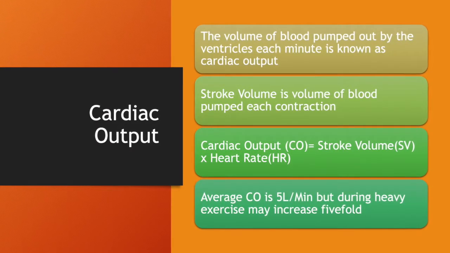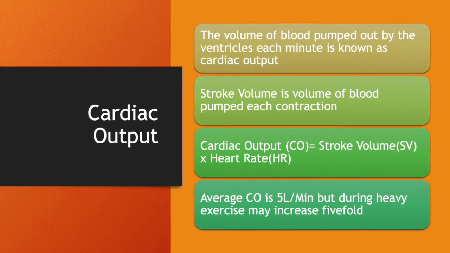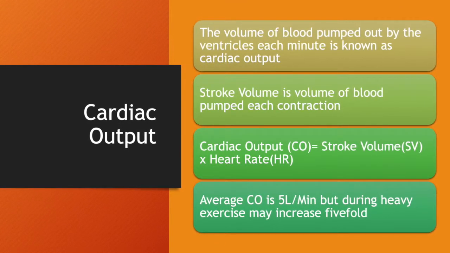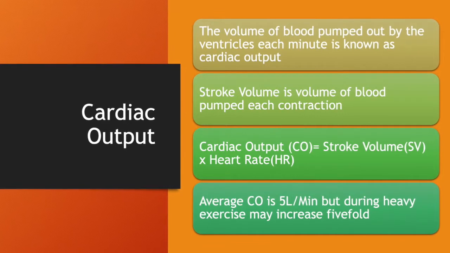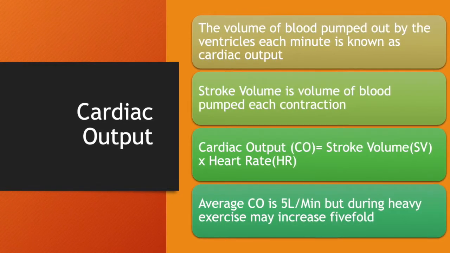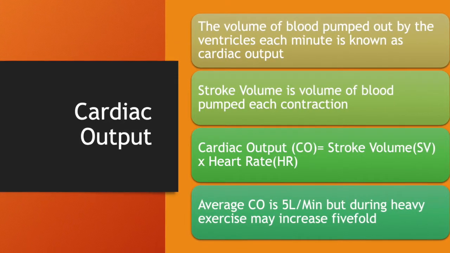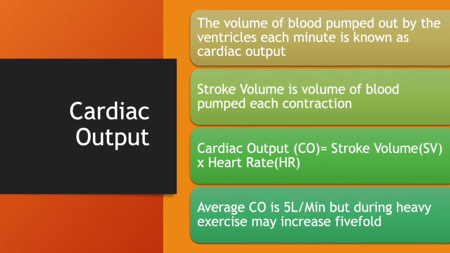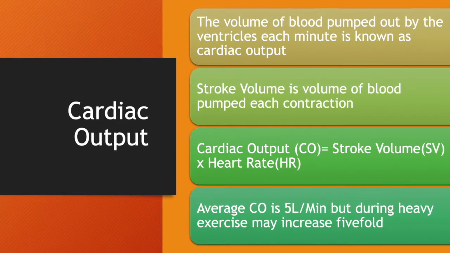Cardiac output is known as the volume of blood pumped out by the ventricles each minute. The stroke volume is the volume of blood pumped out during each contraction. The cardiac output can be calculated by multiplying the stroke volume by our heart rate. Average cardiac output is 5 liters per minute, but during heavy exercise, it may increase by up to 5 times.